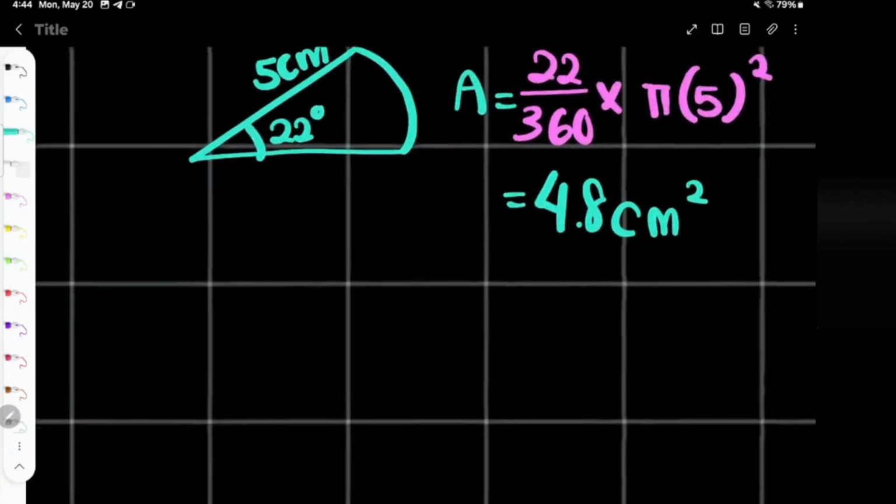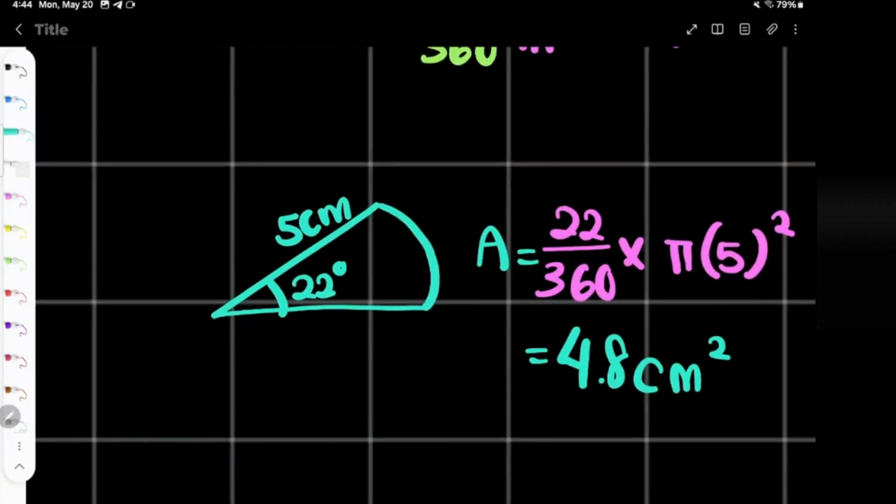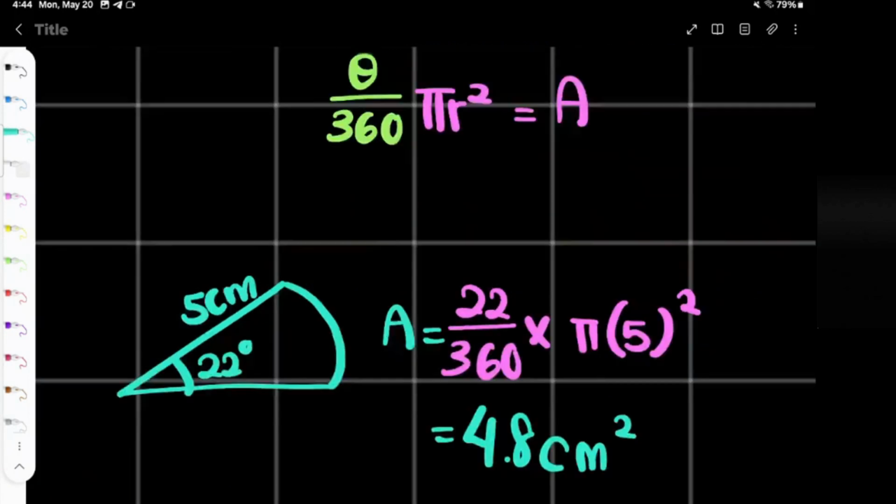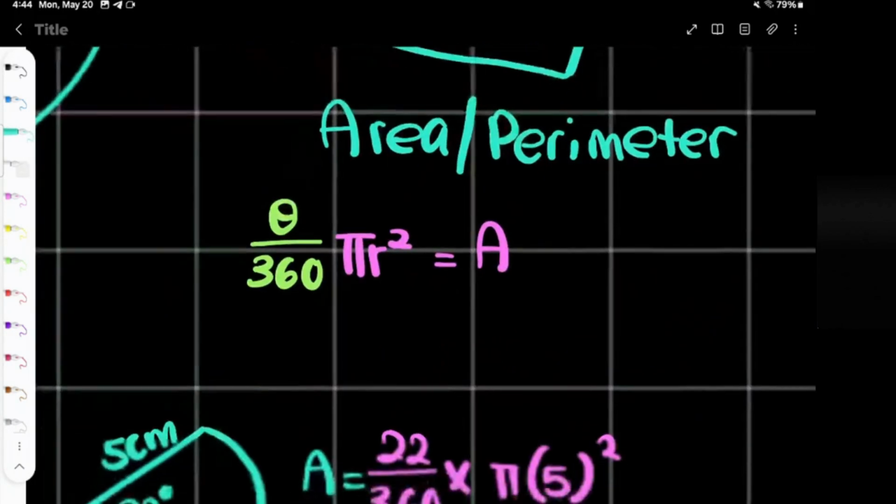So how about if they ask you what is the perimeter of the circle? So perimeter in the circle, right?